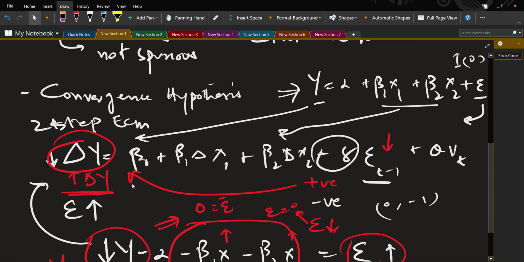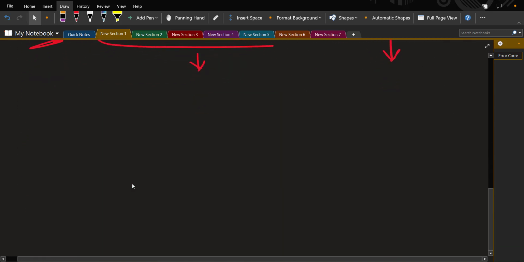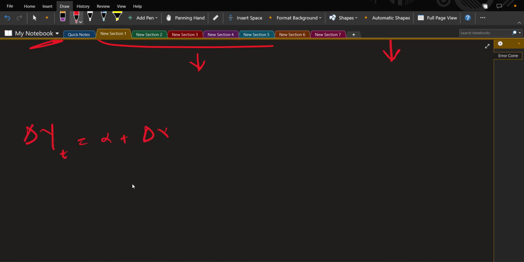So this is the two-step method, and if you want to estimate using one step, you can run it like this. You have delta y_t equals alpha plus beta 0 delta x, plus beta 1 delta x1_t plus beta 2 delta x2_t minus gamma times the error term, rather, you'll have y_{t-1}.